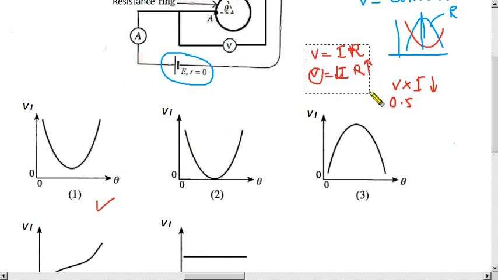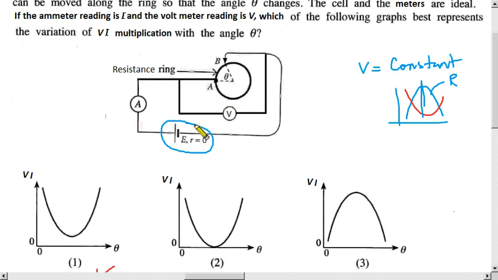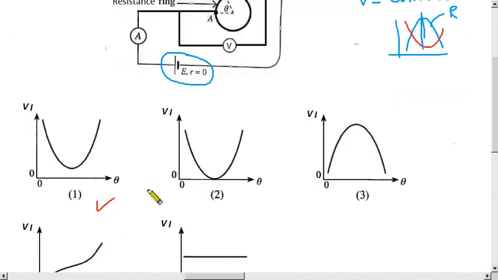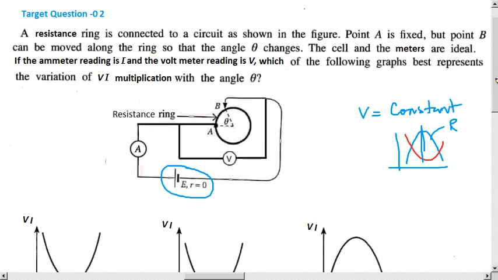However, the first one is the answer, because V is constant, and the current changes the same as in the previous question. So when we multiply this current by a constant, V is constant, then all the values rise up a little bit like this. So the shape doesn't change. Therefore the correct answer is this first one. If you have successfully done it, you can be happy, you are a genius.